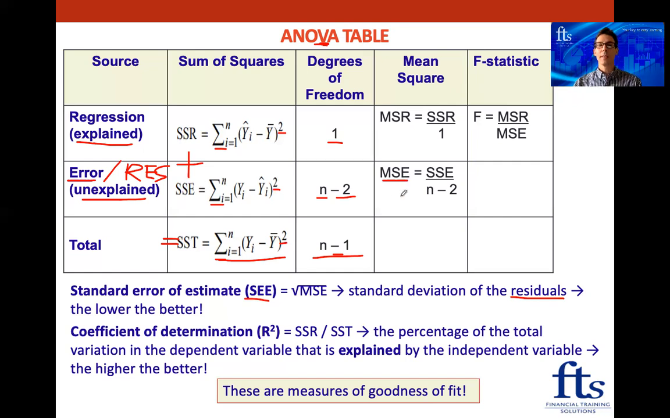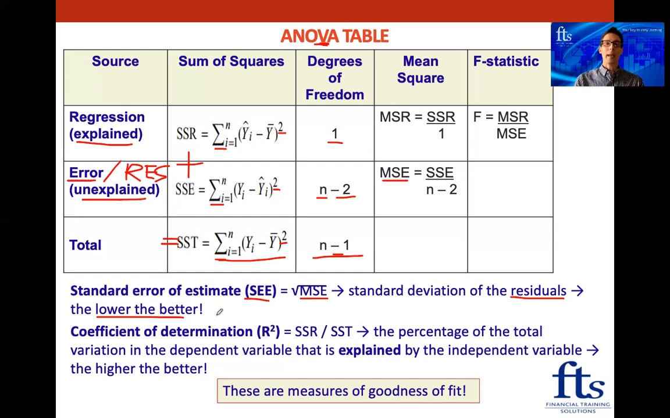So if we want the standard deviation of the residuals, what must we do? Standard deviation is just the square root of the variance. So if MSE is the variance of the residuals, or the variance of the error terms, to get the standard deviation of the residuals, all we need to do is take the square root of that MSE, and that's going to give us the standard error of estimate. Good. And we've put in here, the lower the better. So the lower the standard error of estimate is, of course, because it's error, the better the model is going to be.